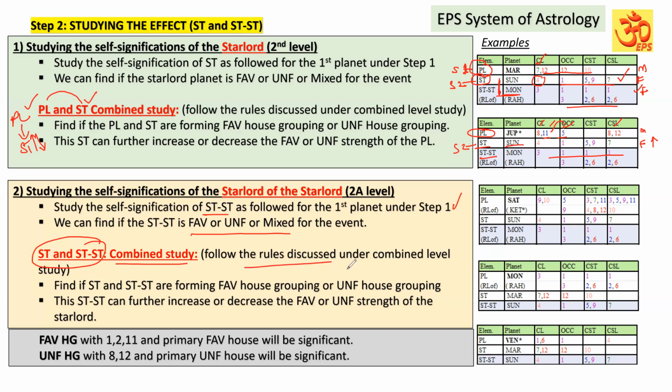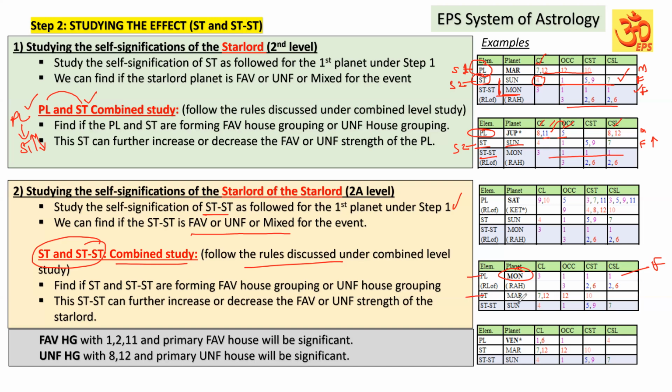We have to follow the rules discussed under combined level study. Find whether the Starlord and Starlord of the Starlord are favorable house grouping or unfavorable house grouping. In this case, they are forming favorable house grouping. For example, you take this example. For example, you take Moon. Moon planet, source planet, first planet is favorable along with some weakness.